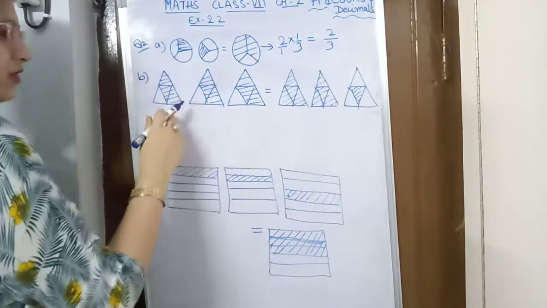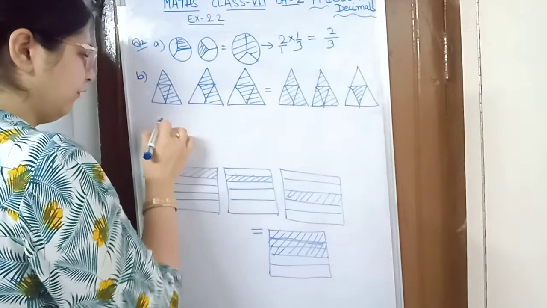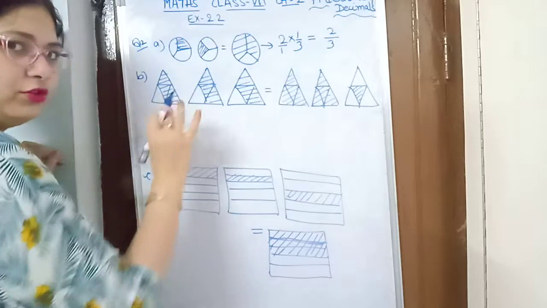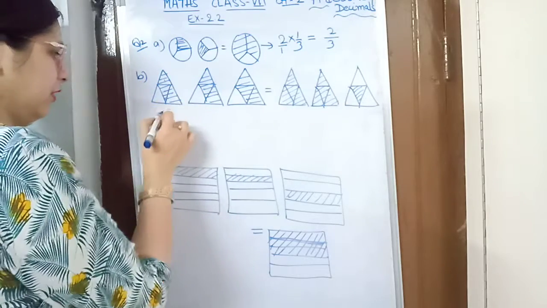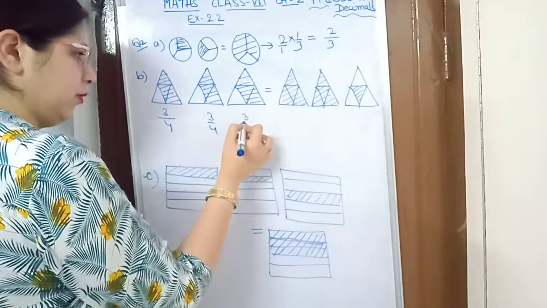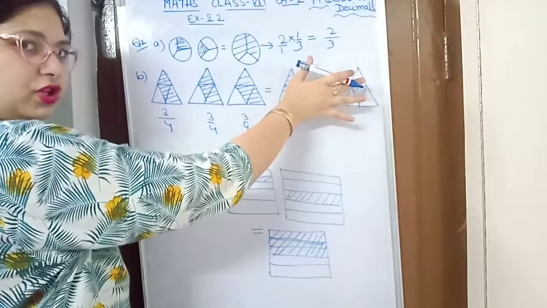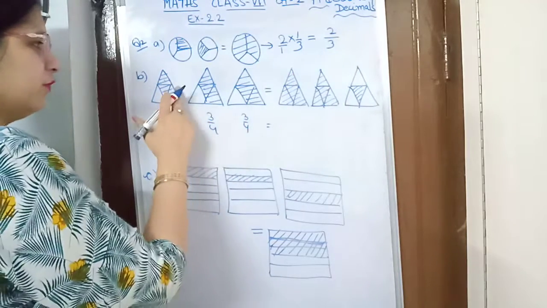This is one triangle. This triangle is divided into how many parts? 1, 2, 3 and 4. So we will write 4 in denominator, and out of 4, 3 parts are shaded, 1, 2 and 3. So 3 upon 4. Here again 3 upon 4. Here again 3 upon 4. Now if they would not have given this portion, now we will solve with the help of this. So 1, 2 and 3.